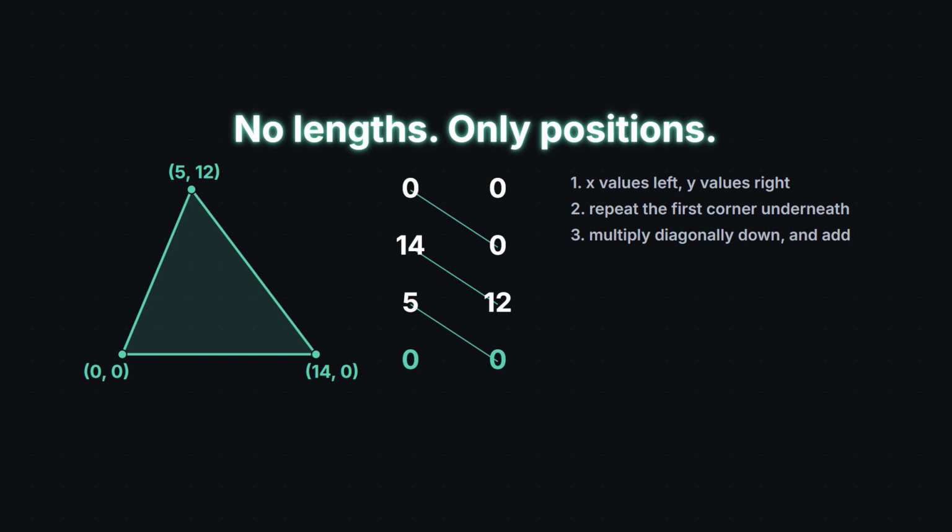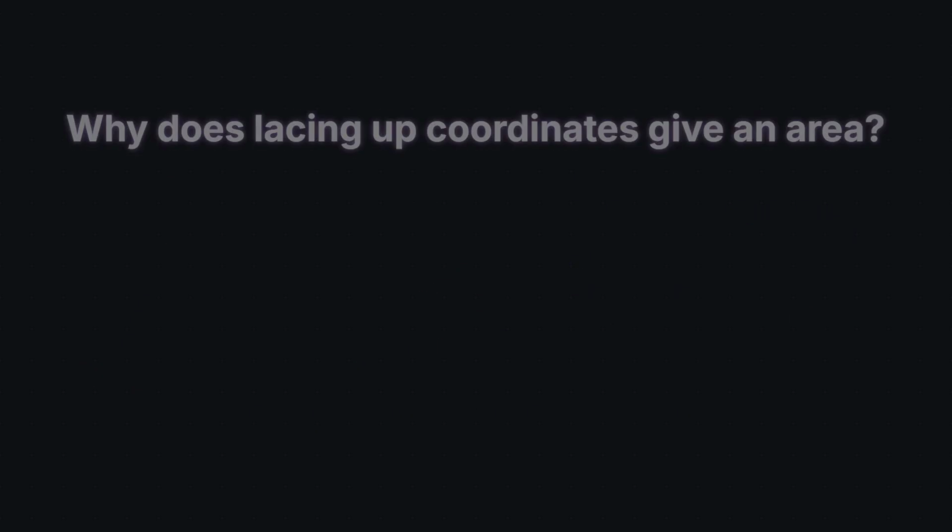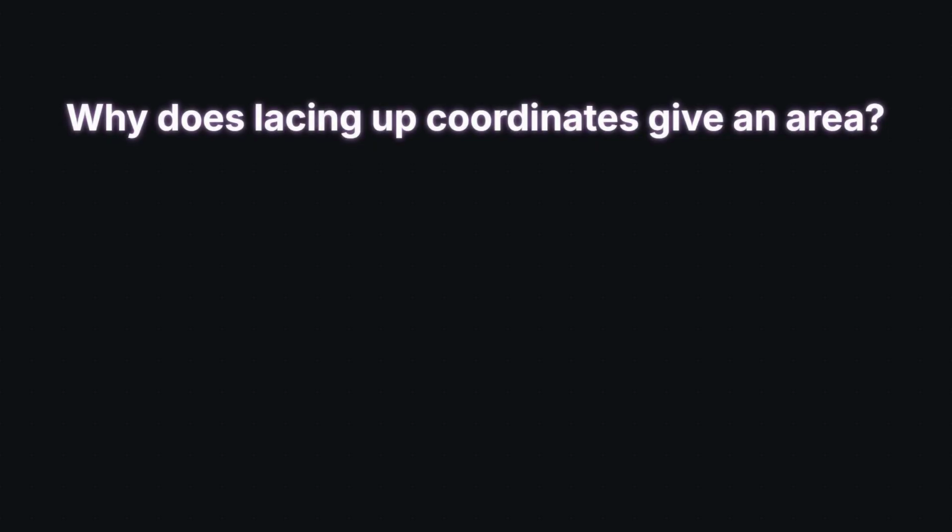Then do exactly the same going the other way. Each y times the x below it. Subtract the second total from the first, and halve what is left. That crisscrossing pattern is exactly why it is called the shoelace formula. Surveyors have used it for centuries to measure a plot of land from nothing but map references. Our 3 corners give 168, halved. 84. Hang on though. Why does lacing up coordinates give you an area at all?